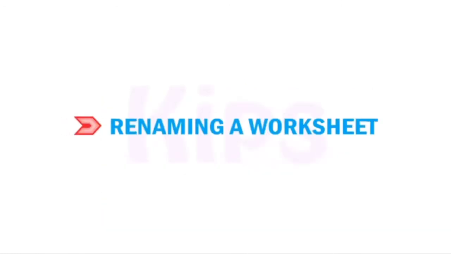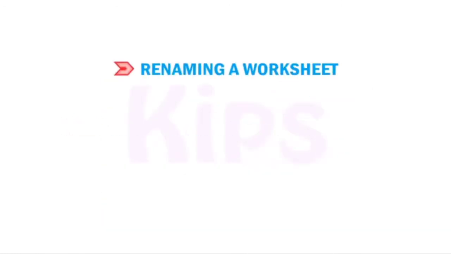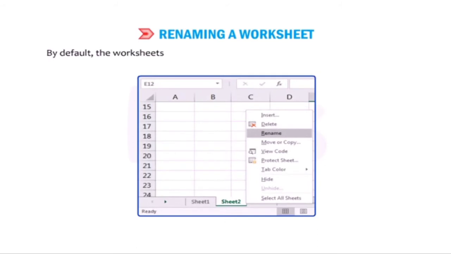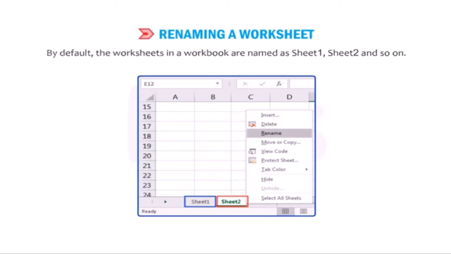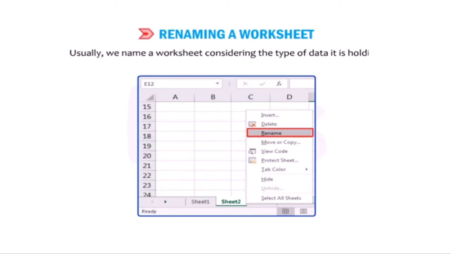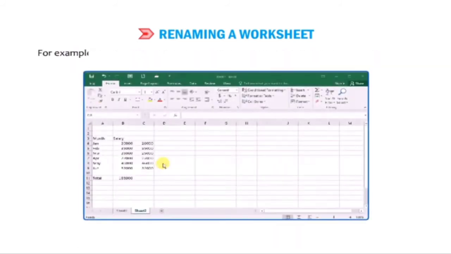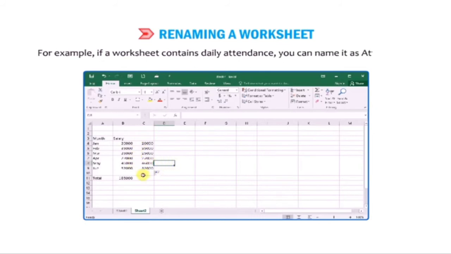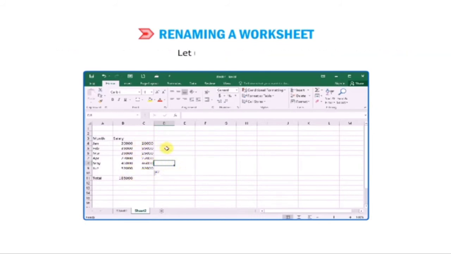Okay, let's understand how to rename a worksheet. By default, the worksheets in a workbook are named Sheet 1, Sheet 2, and so on. You can rename a worksheet in order to make it more relevant for users or readers. Usually, we name a worksheet considering the type of data it is holding. For example, if a worksheet contains daily attendance, you can name it Attendance. Let us do it practically.